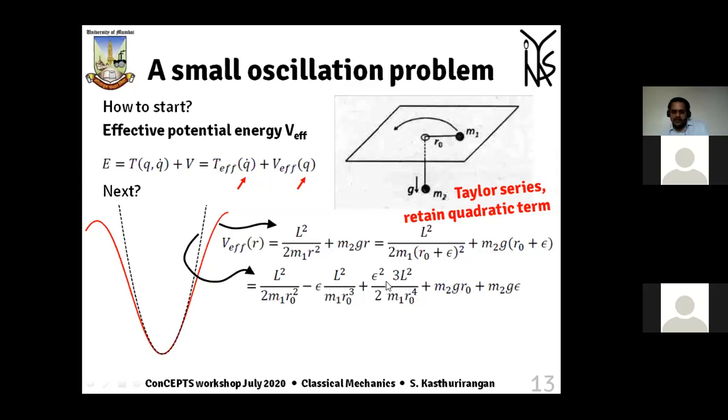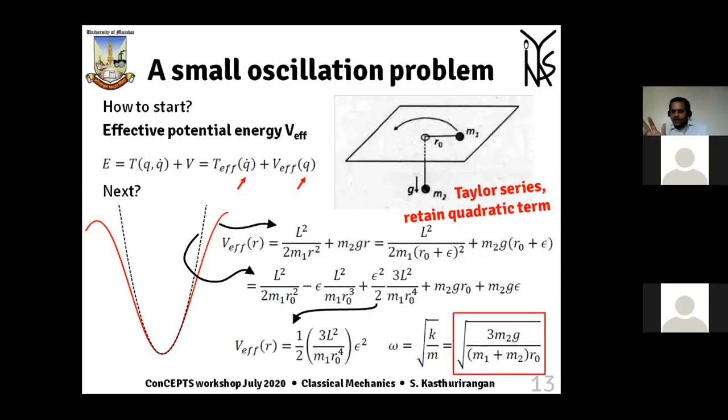And if this is the potential, then this is nothing but simple harmonic, because all these terms are constant. And therefore, you can obtain from the idea of simple harmonic motion what the oscillation potential or oscillation frequency is. The idea in all small oscillation problems is what is written in red. Taylor expand till the quadratic term and retain only the quadratic term. The linear term and the constant term will cancel.